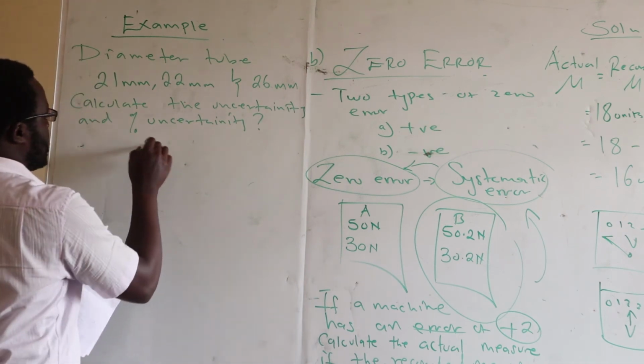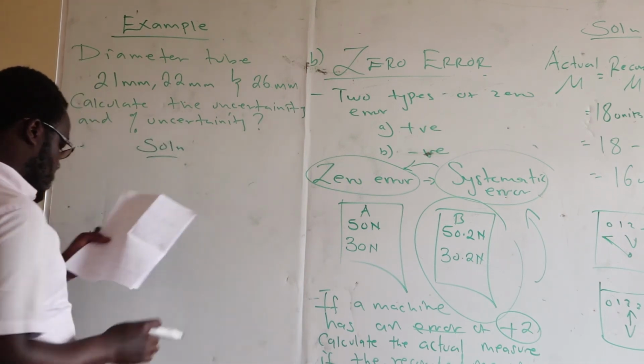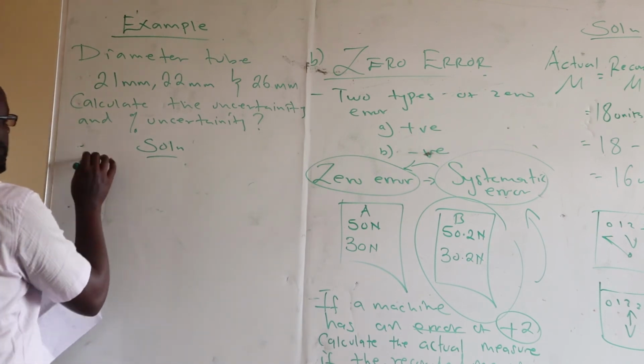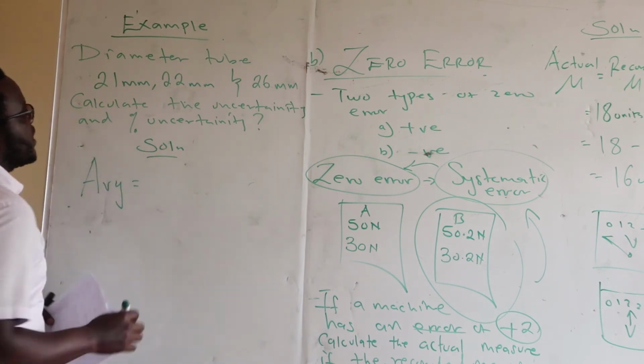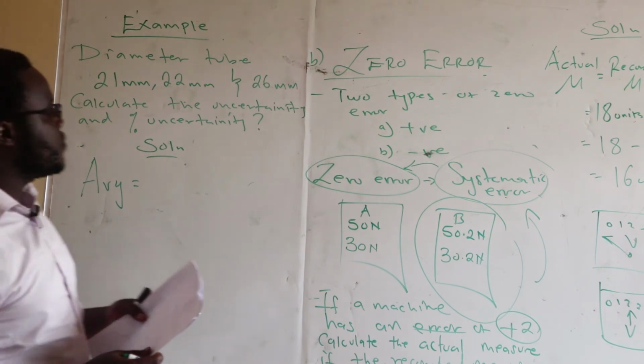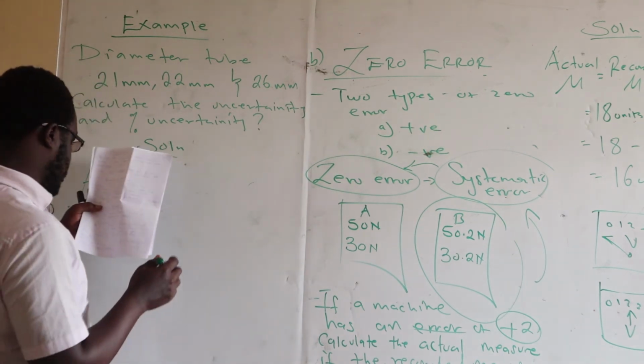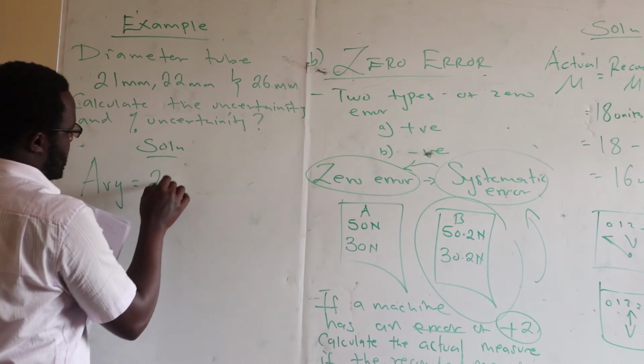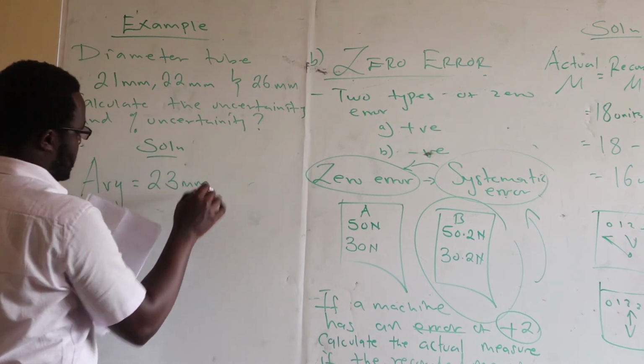So when you come to the solution part, we can solve it this way. First, you calculate the average of 21, 22, and 26. The average gives us 23 millimeters.